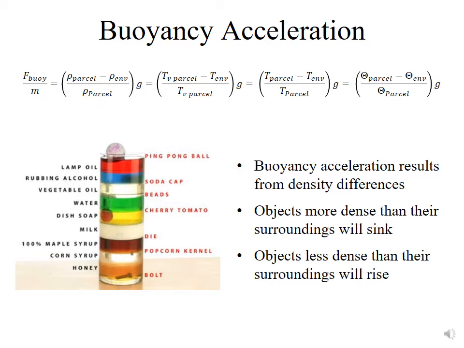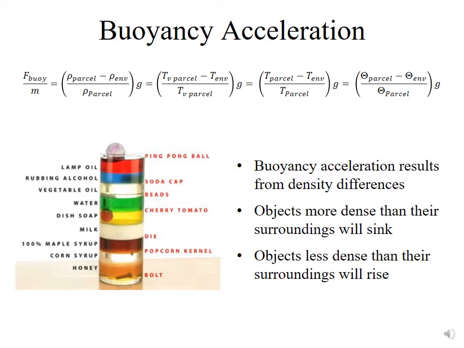You can do the same thing with the virtual temperature of the parcel minus the temperature of the environment, or you can use the temperature of the parcel minus the temperature of the environment, or the potential temperature of the parcel minus the environment, or the virtual potential temperature. All of these will give a fairly accurate representation of the buoyancy.